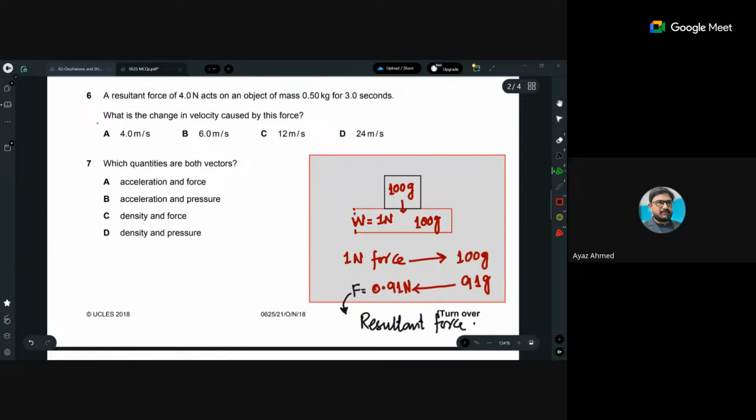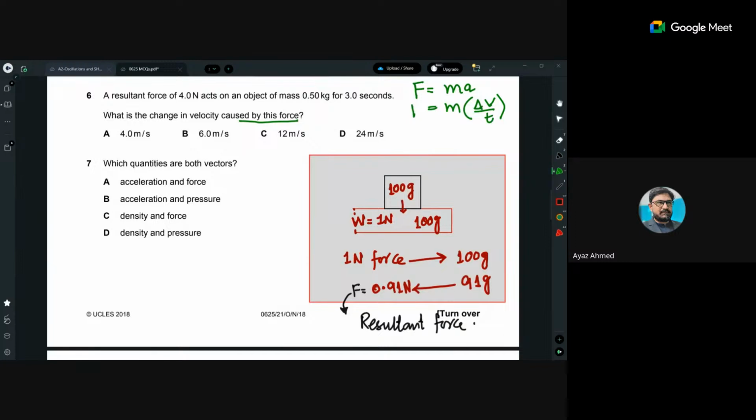What will be the resultant force of 4 Newton acting on an object of mass 0.5 kg for 3 seconds? What is the change in velocity caused by this force? You have to calculate the change in velocity. For this question, you have to go to the concept of F equals ma, mass is given to you, and acceleration is change in velocity divided by time.